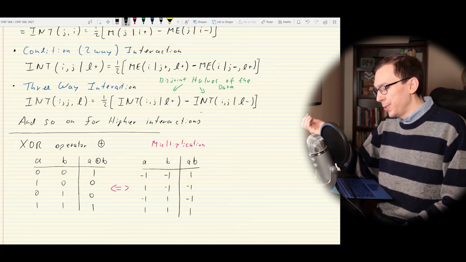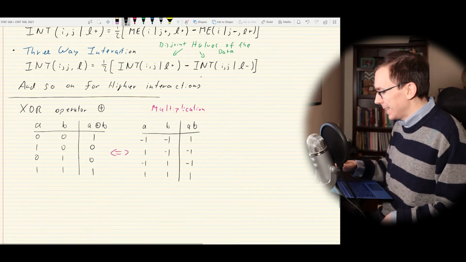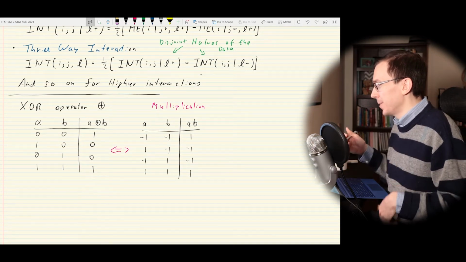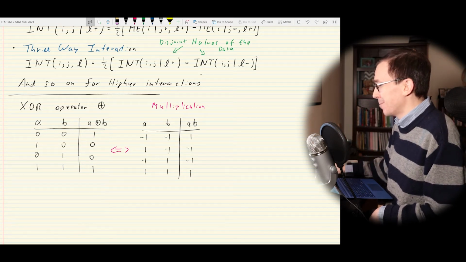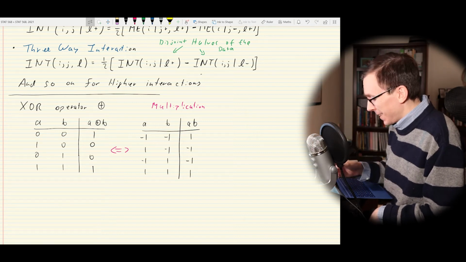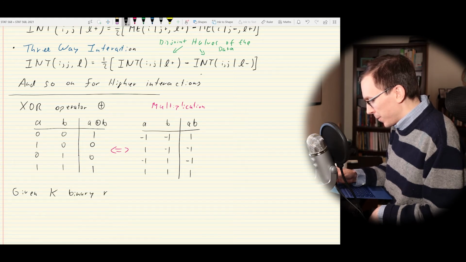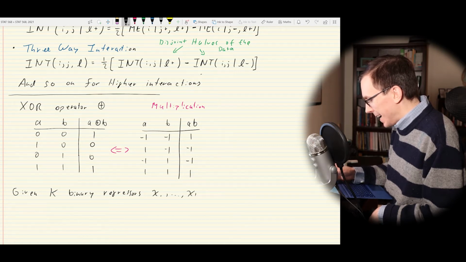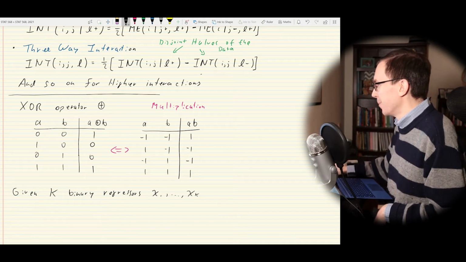So this is just a logical operator that we're going to need, because if we want to write this factorial design as some horrid regression equation, we can do that. Probably don't want to do that, but we can do that. So let's just do it anyway. And in this case, given k binary regressors, x1 through xk, these are going to be my binary variables, or Boolean. They're 0 and 1, whatever you want to call them.